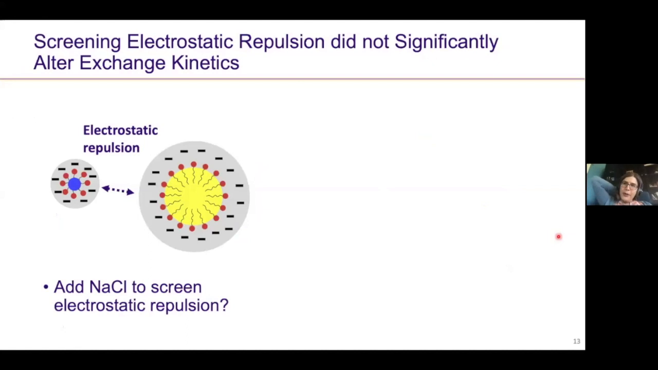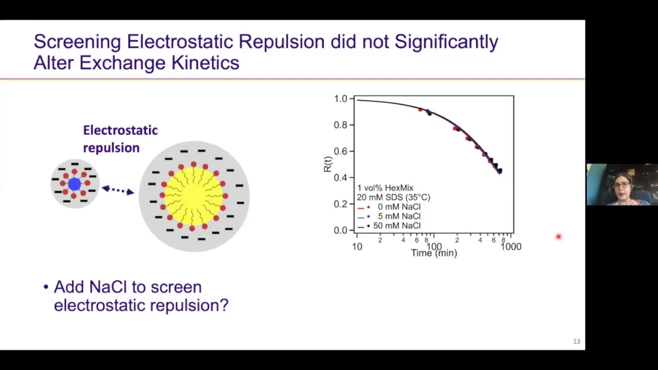So maybe one hypothesis that we had is that micelles might still influence transport, but because it is a charged surfactant system, maybe there's electrostatic repulsion between micelles and the droplets, and this prevents them from actually getting close enough to move oil from droplet to droplet. So what if we add salt to screen these interactions? So we did these experiments, and what we found is that when we added salt, even up to 50 millimolar sodium chloride, there wasn't any significant, appreciable increase in the transport rate. So we don't think that this is the primary reason that micelles are not transporting oil.